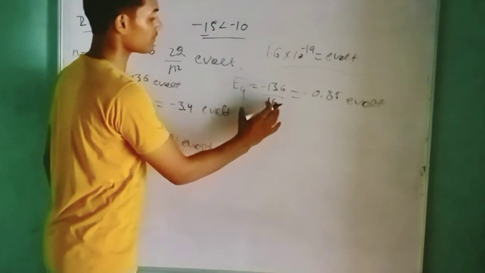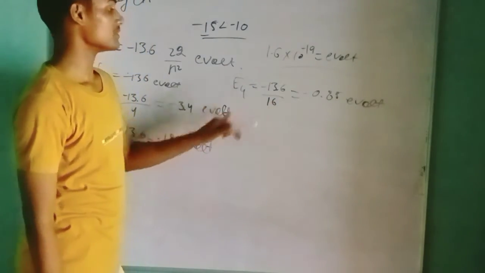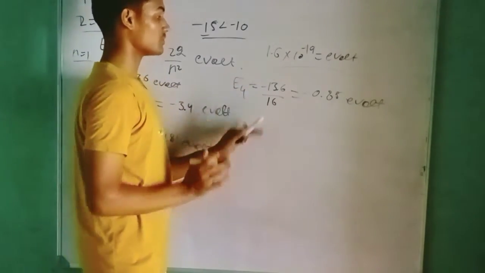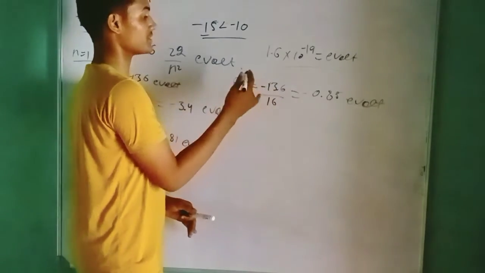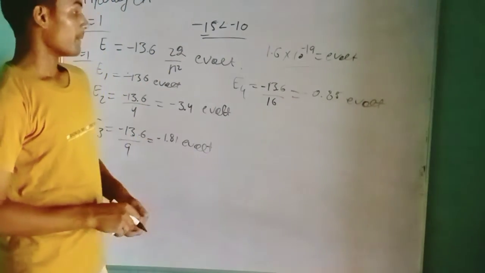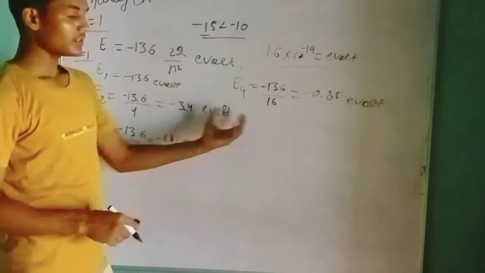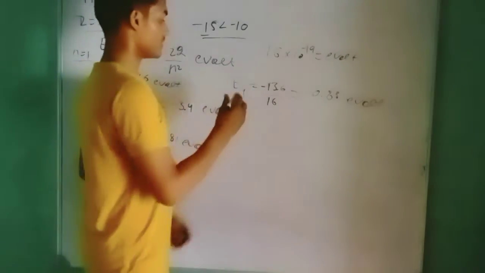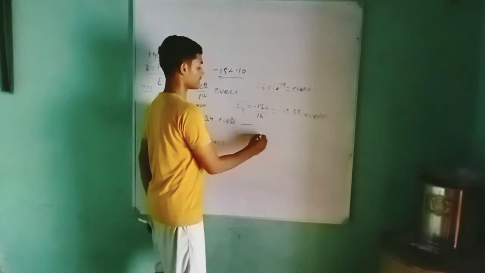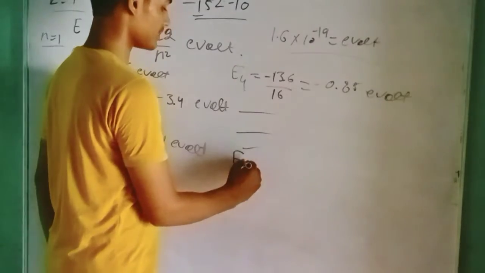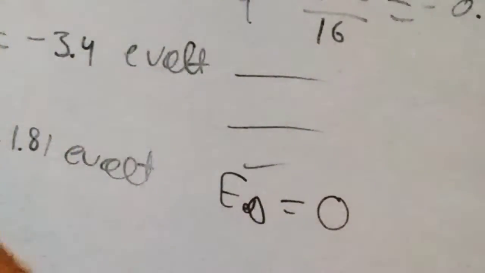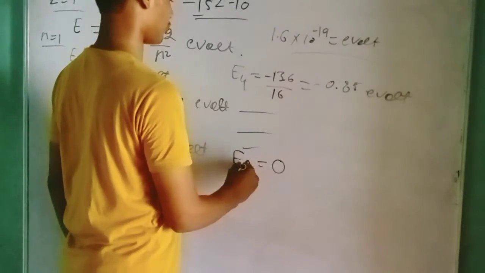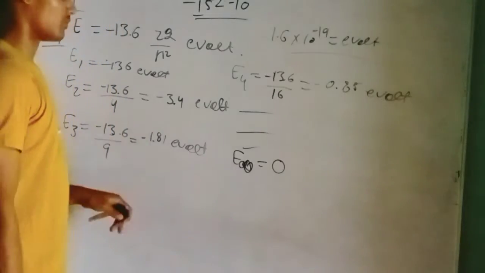That is the concept in this energy: when we find the energy of electrons, because the energy is negative, when we increase the number of the shell or orbit, the energy increases. So when the number of the orbit is infinite, then the energy is approximately equal to 0. So that is the concept here.